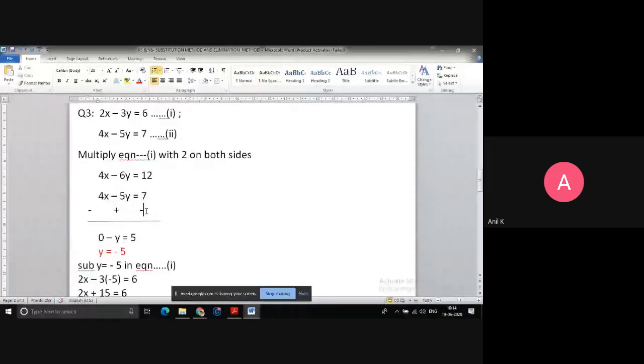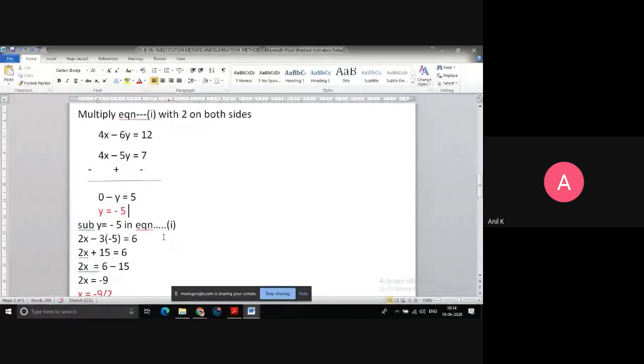Now plus 4x minus 4x, both get cancelled, so I get 0. This is minus 6y, and now the sign of 5y will become plus. Minus 6y plus 5y is going to be minus y. 12 minus 7 is going to be 5. So minus y equals 5, then y equals minus 5.